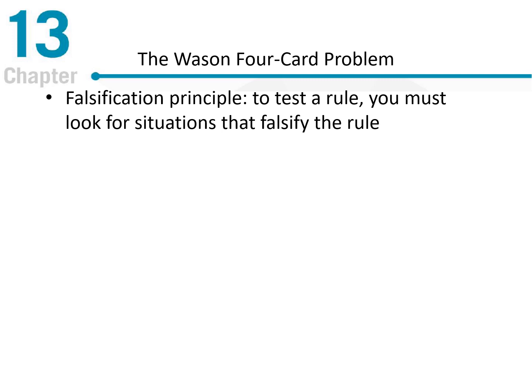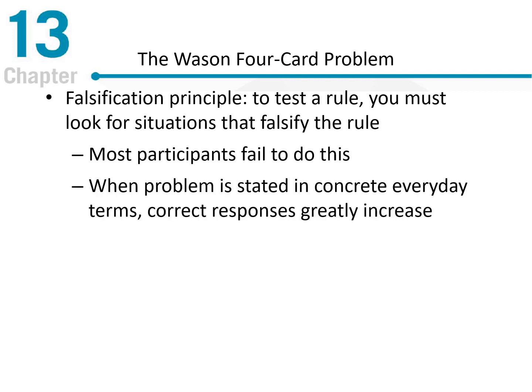Now this brings us to a really important principle that a lot of people neglect, and that is the falsification principle. So if we want to test this rule of if there is a vowel on one side, then there's an even number on the other side of the card, then we want to go for a card that's going to falsify that rule rather than looking to verify the rule. Most participants fail to do this. Most participants want to verify the rule. So they flip cards that are going to verify the rule. So they look for whether or not it's true. They're not going to look at whether or not it's false. Now, when the problem is stated in more concrete everyday terms, people give a lot more correct responses, but in the Wason 4 card problem, it's a very common thing that people fail to try to falsify the principle.